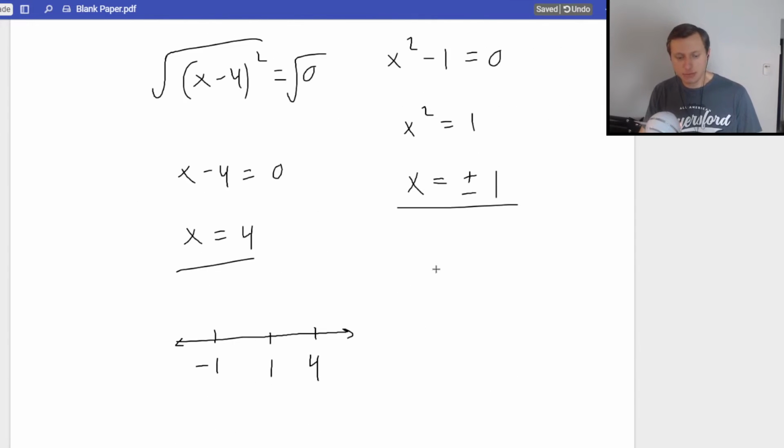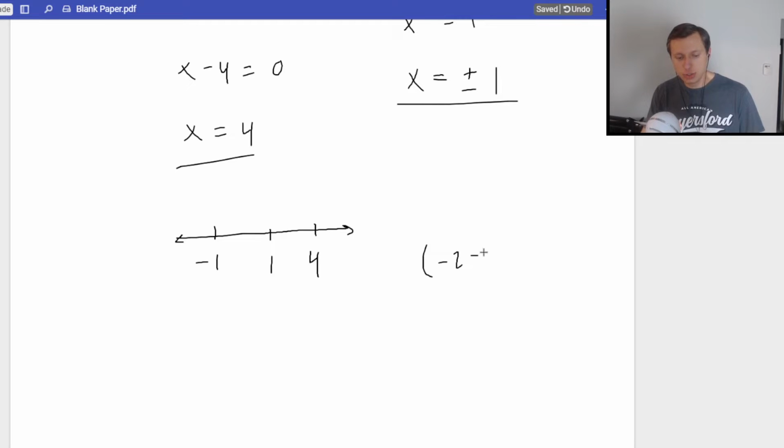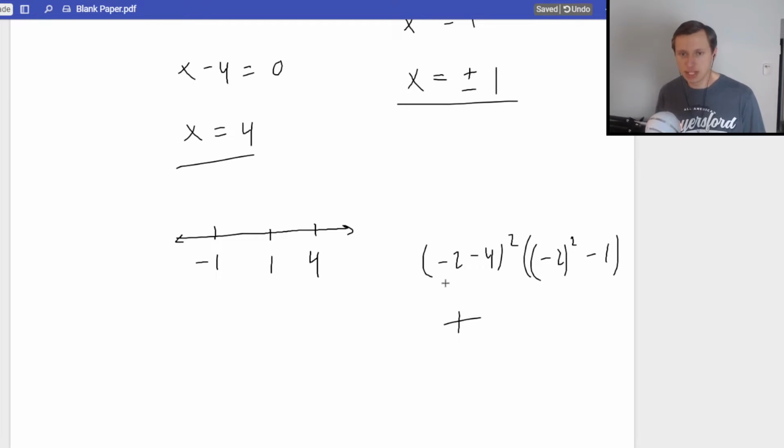So I plug in -2. I'm going to get -2 minus 4 squared times -2 squared, that quantity squared, minus 1. Now here's the nice thing about this factored form. I don't care about the actual number. I just care if it's positive or negative. So for instance, -2 minus 4, that's -6, right? And then -6 squared is actually going to become positive 36 now. So I don't care about the 36. I just care that it's positive for this factor. Then for the other one, -2 squared becomes +4. +4 minus 1 is +3. That region is going to be positive when x is less than -1.